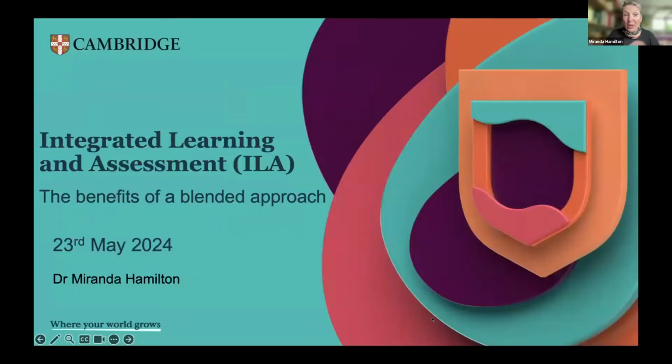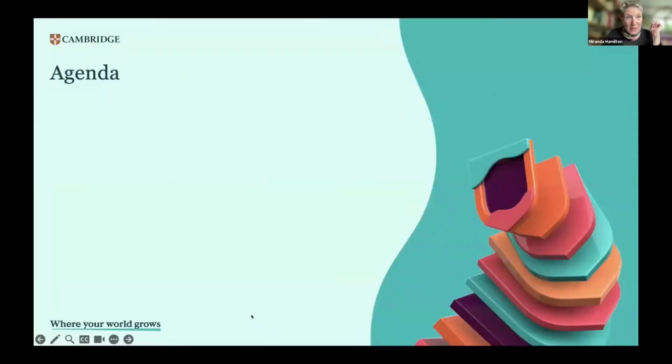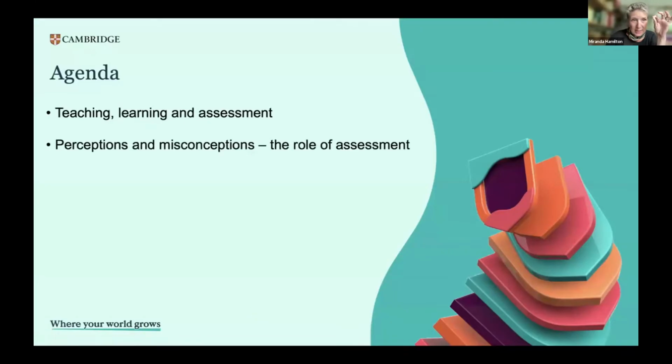Here we go. So, integrated learning and assessment, the benefits of a blended approach. So, what's on the agenda for this morning? We're going to begin by just taking a little look and think about teaching, learning and assessment. And then to think about some of our perceptions and misconceptions about the role of assessment.